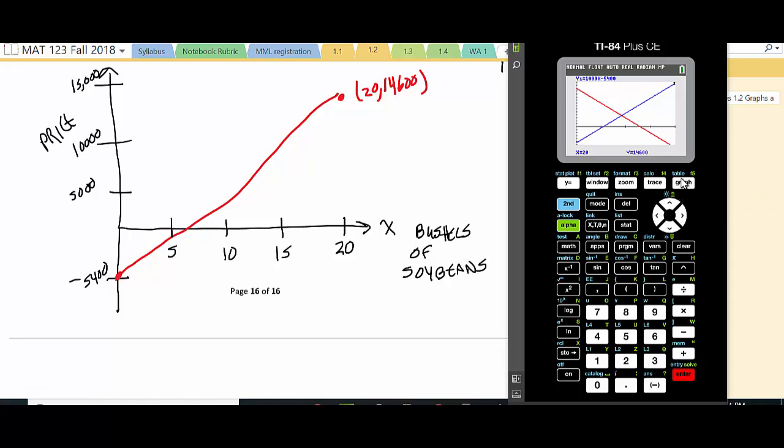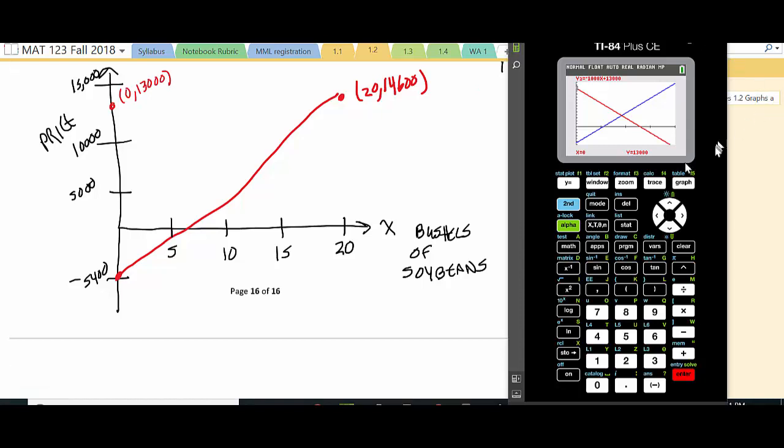Now when you do trace, watch this so that you know how to do this, because we've got to trace out the values on the red line. So I go trace. Now look how I toggle up and down. If I press my down arrow, it goes to the red graph. If I go up, it goes to blue. So I'm going to trace the red one at 0. That'll give the y-intercept we already knew. That's about 13,000. So at 0, 13,000.